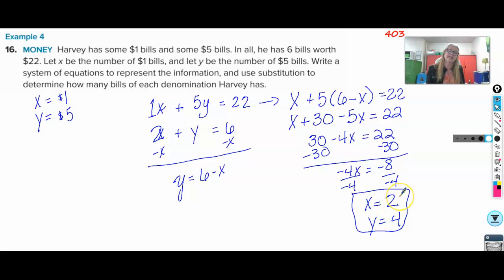Okay. Like I said, I didn't assign a word problem to you, but I wanted to show you how you could create one using systems of equations.